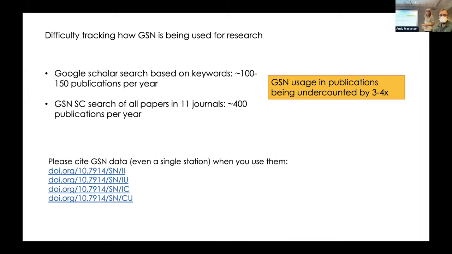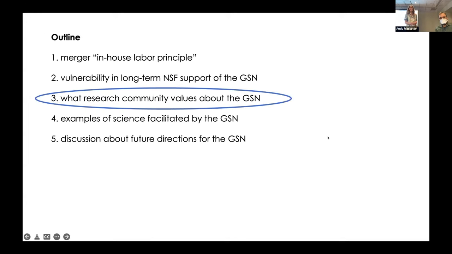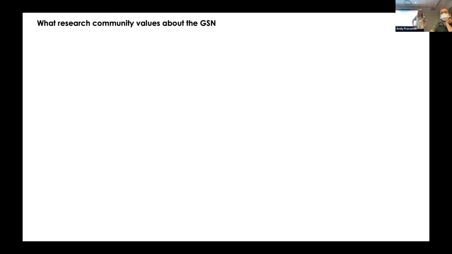Great. So the third item is to review what the research community values about the GSN. We have had opportunities over the last few years to query the community about what it finds most valuable about the GSN, and I thought we would report some of those things to you here.